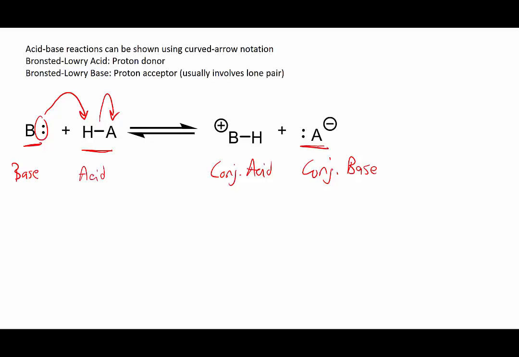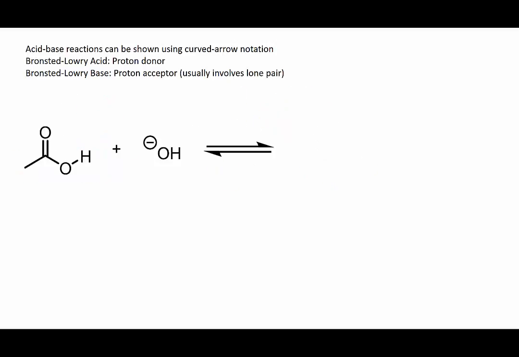We can do this reaction backwards as well. The conjugate base can attack the proton of the conjugate acid. This will break the bond between the base and the hydrogen, and we'll get the left side of the reaction again. Let's apply this to some actual molecules.